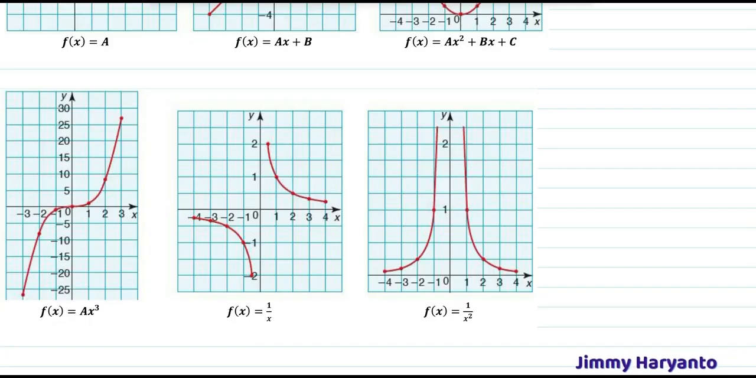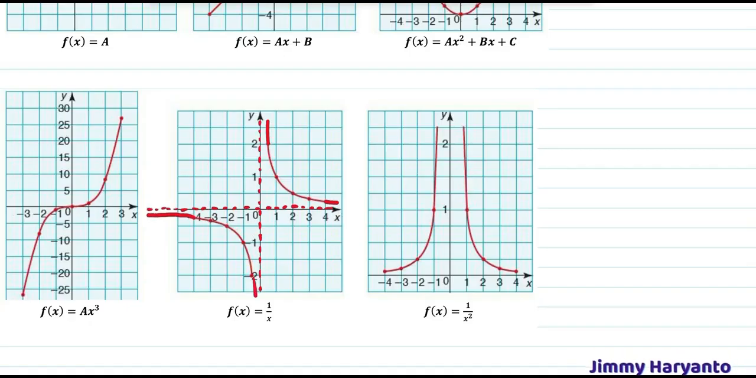In 1 over x, there is a straight line that is called asymptotes. The asymptotes of the 1 over x will be right here. Asymptotes means a line that is never touched by the graph itself, but the graph will be very close to the asymptotes. Yeah, so as you can see, when we continue the curve, it will be very close to the asymptotes, just like that.